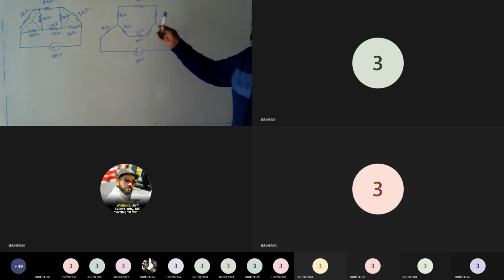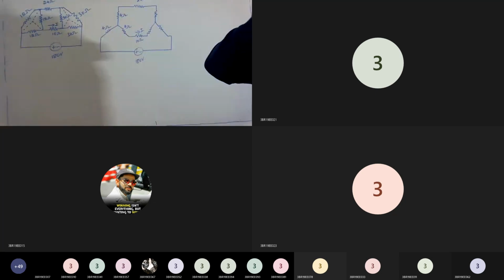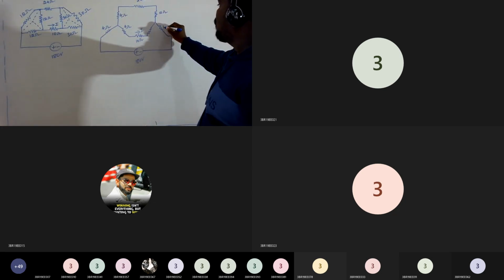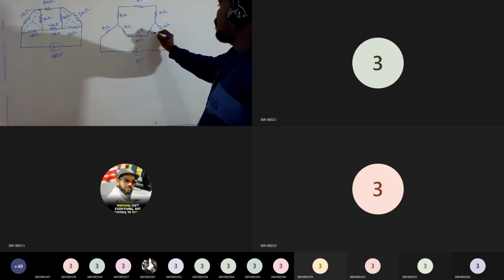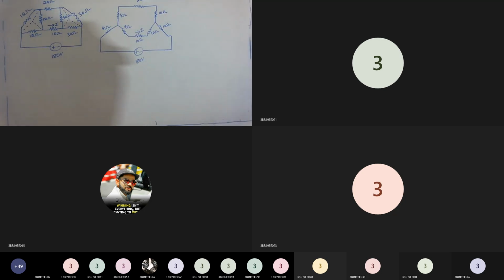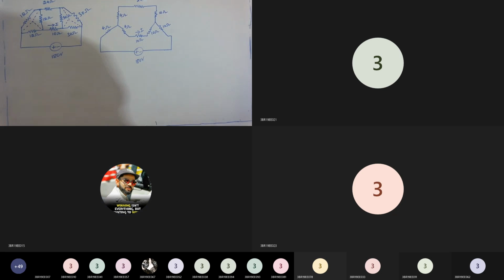Fine. Even here, I've transformed delta to star. 10 ohms. Correct, 10 ohms. Now, is there any series resistors in this network? Of course, we have series resistors.